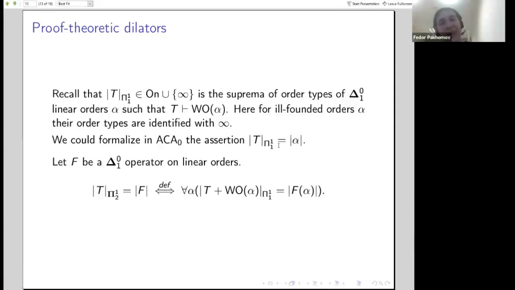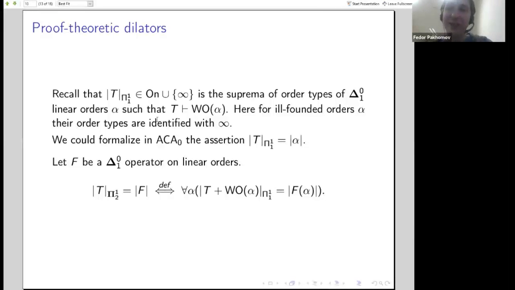Again, we have the usual definition of the Π^1_1 proof-theoretic ordinal, the supremum of order types of primitive recursive linear orders such that the theory proves that they are well ordered.